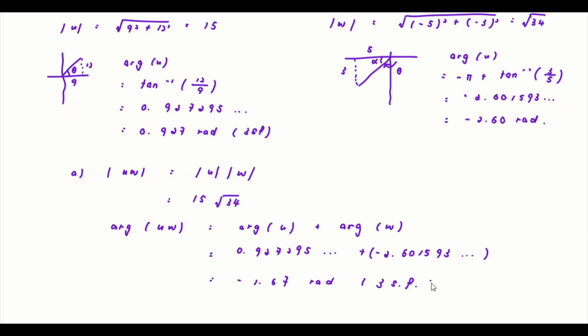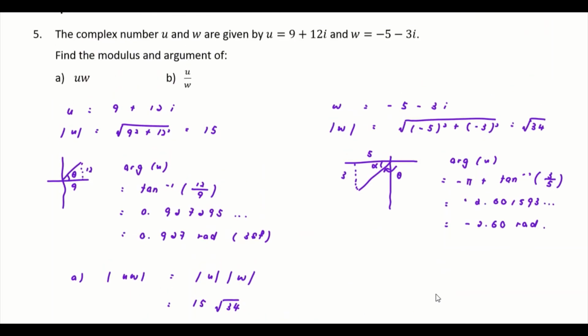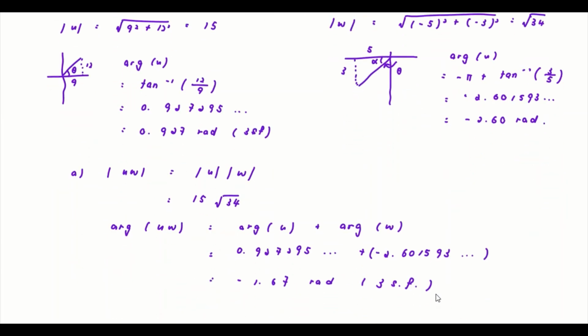Okay, so I hope that by now you can see how important the previous result is. If not, you would have to expand uw, then find the modulus again by using the exponential form and so on. So that's why this helps us ease the whole process.